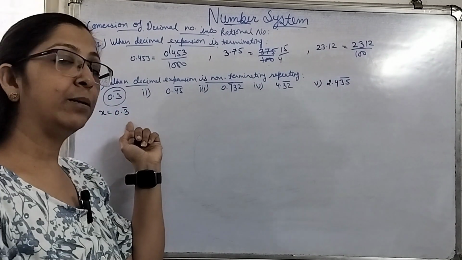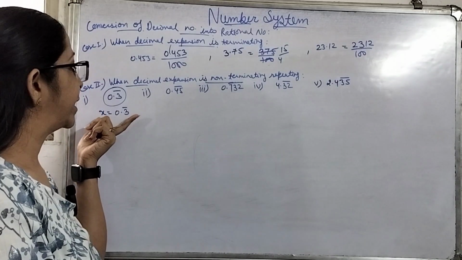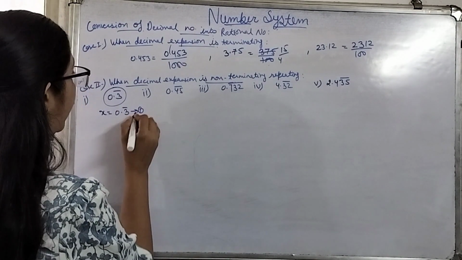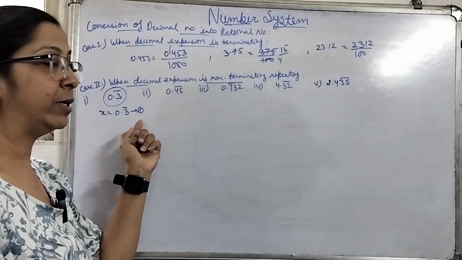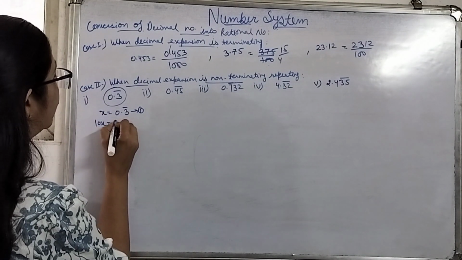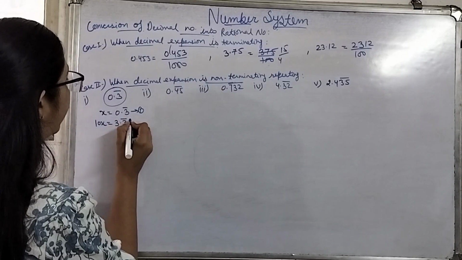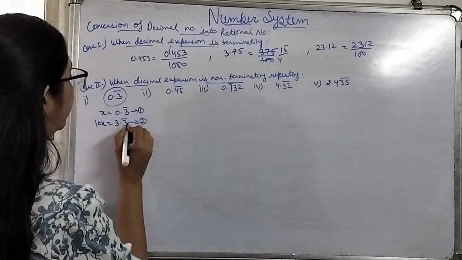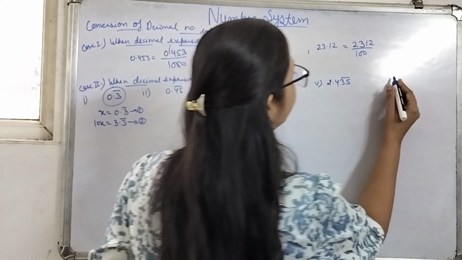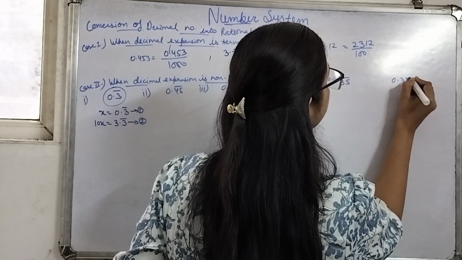Now because only one number is repeating, we will multiply it by 10. So if this is equation number 1, and we multiply equation number 1 by 10, it becomes 10x equals 3.3 bar. This is equation number 2. Why is it 3.3 bar? See, it is 0.3 bar. That simply means 0.3333.